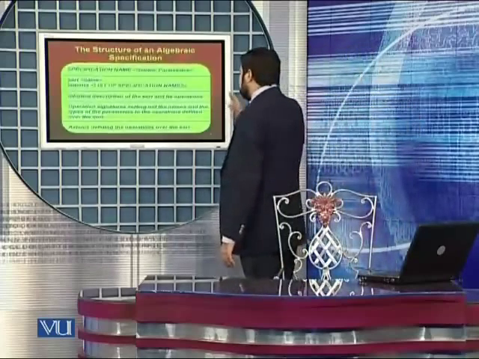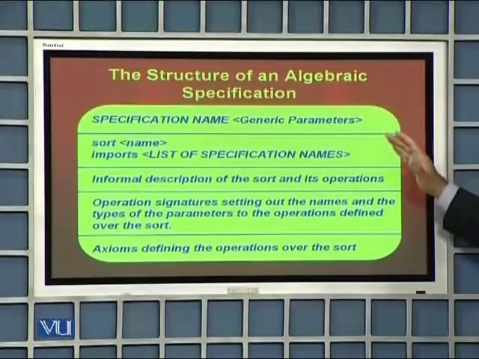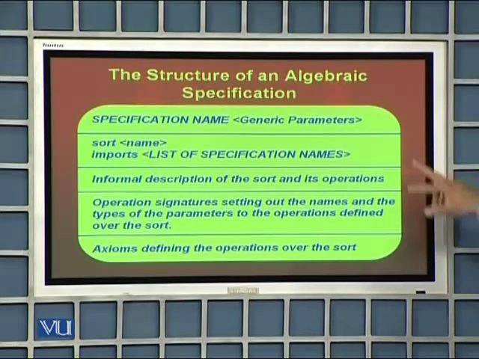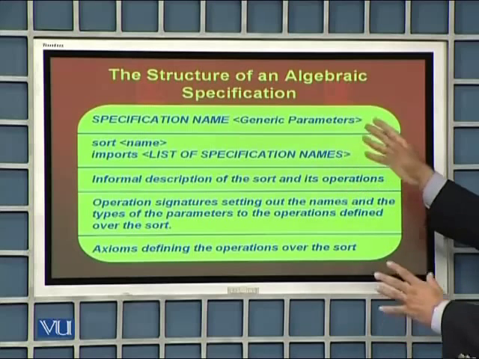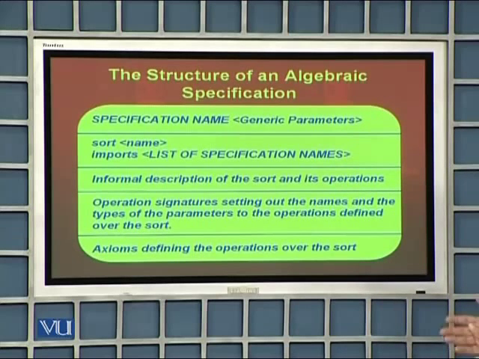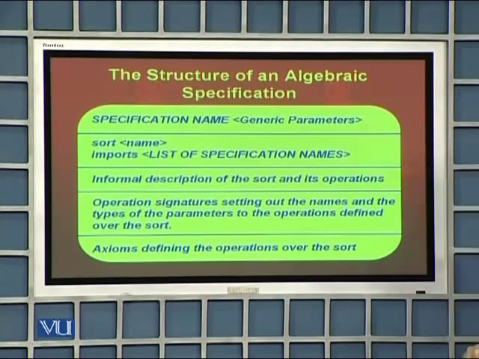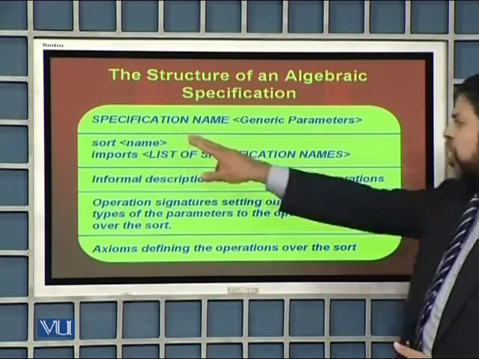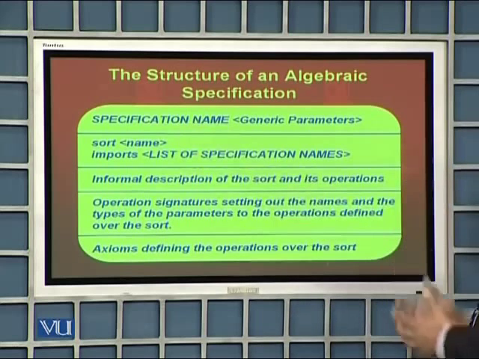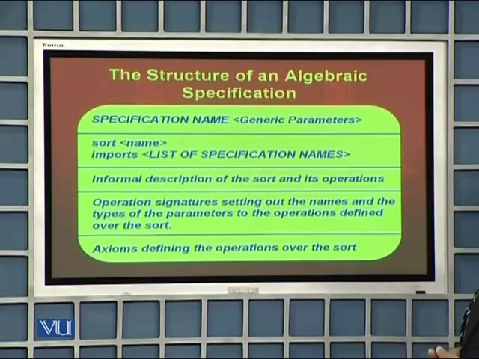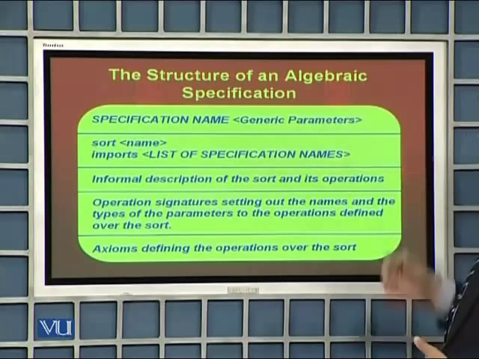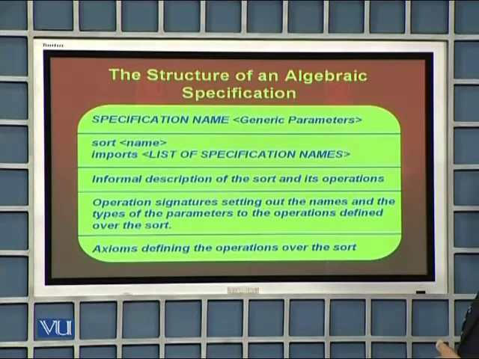The structure of an algebraic specification can be divided into 5 parts. The first 2 parts, I'm not going to go into the detail right now, but I will be talking about those things a little later in more detail. The first 2 parts are called the introduction. In the introduction, we have the name of the specification. This is the name of the document that we are producing, and it may have certain generic parameters.